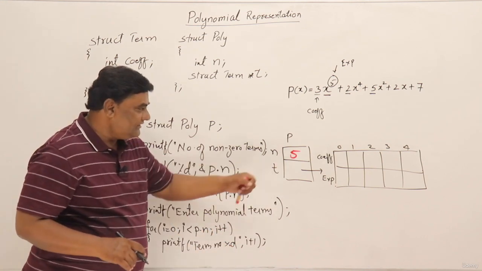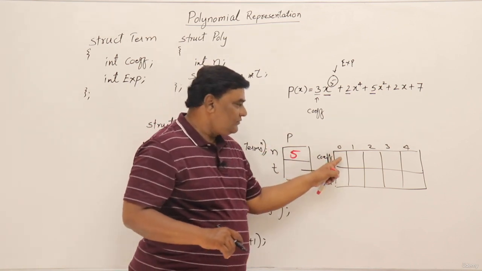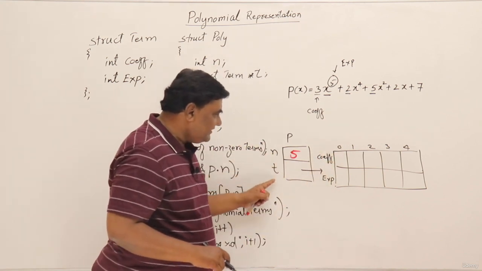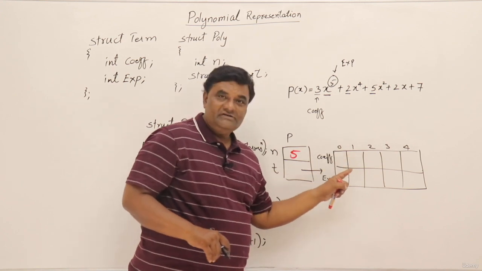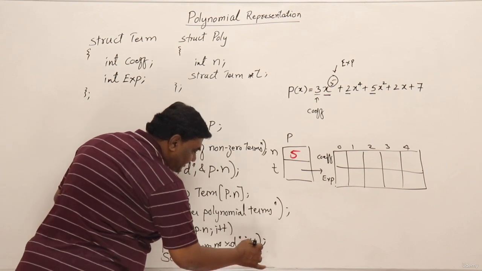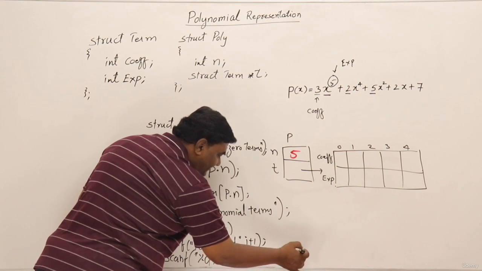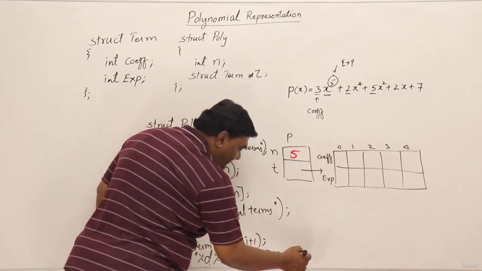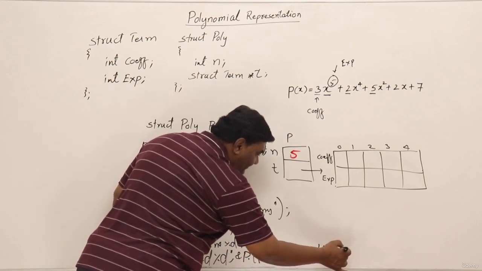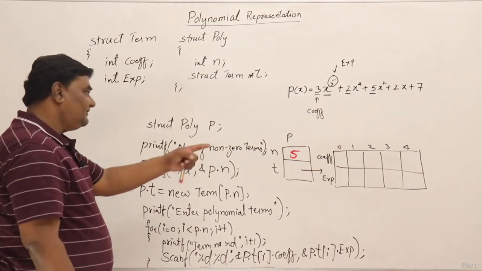Now scanf those two values. How to read the values? p.t of 0 dot coefficient, dot exponent. The next, p.t of 1 dot coefficient, dot exponent. So I write p.t of i dot coefficient, with an ampersand, then comma, ampersand p.t of i dot exponent. So this for loop will read all the values in that array.